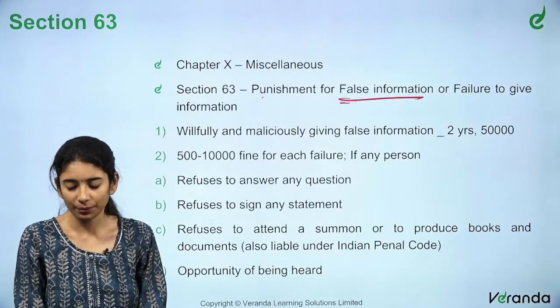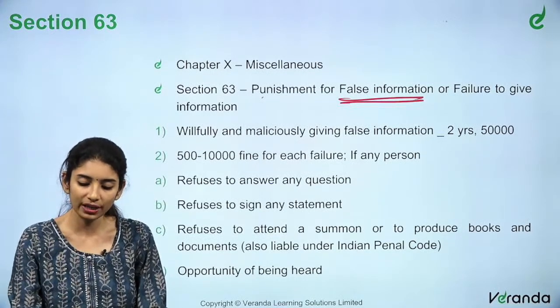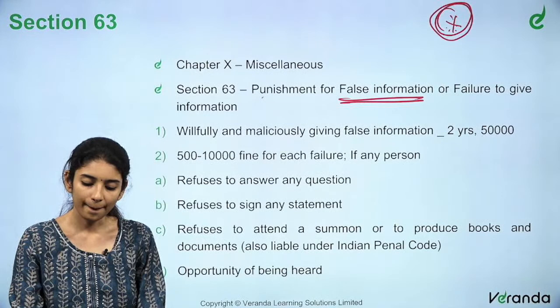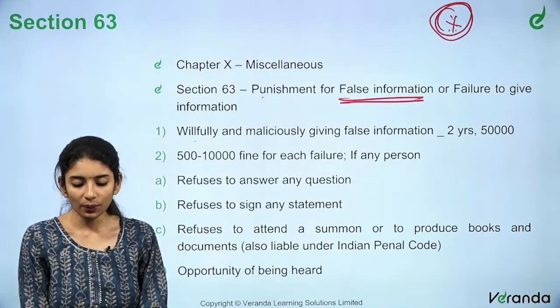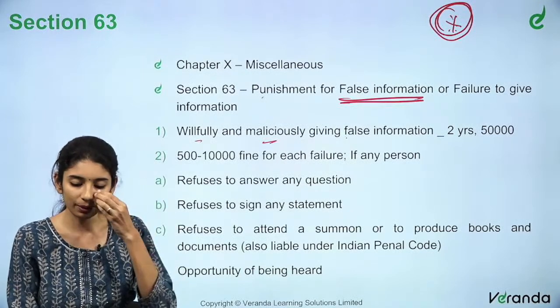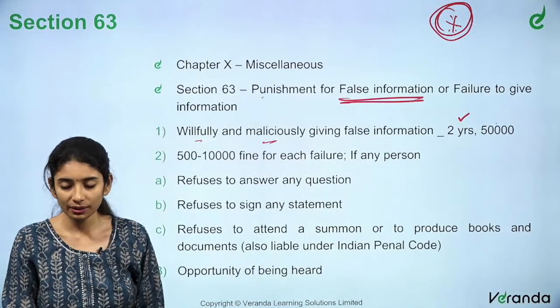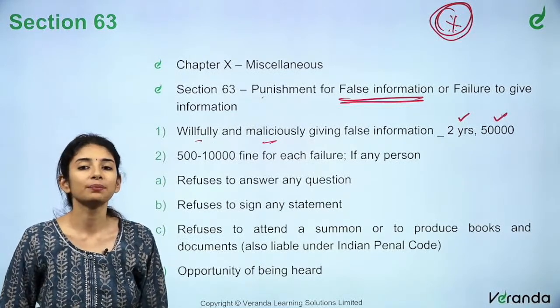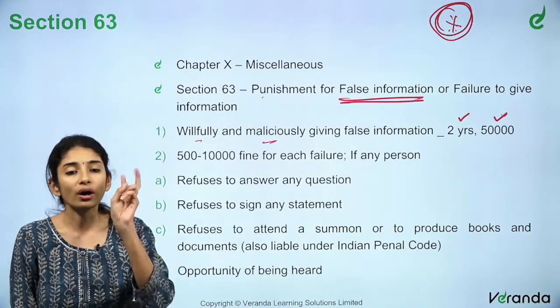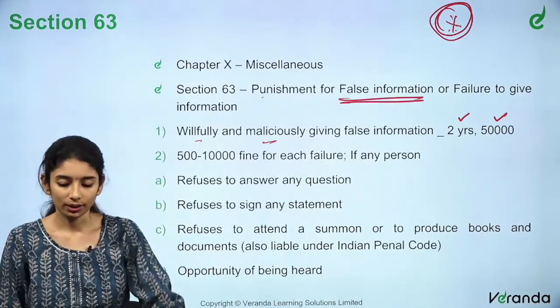Punishment for false information or failure to give information. Anyone willfully or maliciously giving wrong information, false information, is liable for 2 years of imprisonment or a fine of up to 50,000 rupees, or both. It could be 2 years in jail, 50,000, or both.